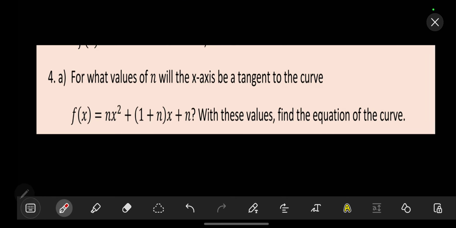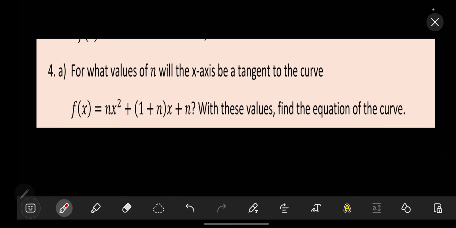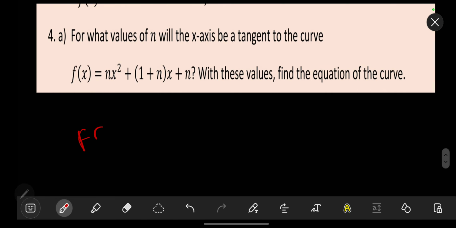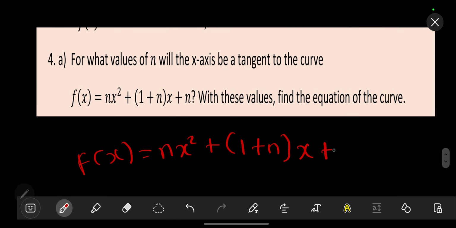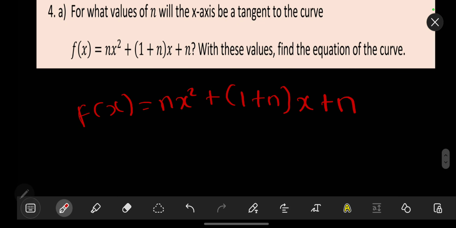Let's look at our last question. For what values of n will the x-axis be a tangent to the curve? So if we have f of x equal to nx squared plus 1 plus n, then x, then plus n. Let's first simplify. We have nx squared, this x times 1 will be plus x, this x times n will be plus nx, then we are going to have plus our n.